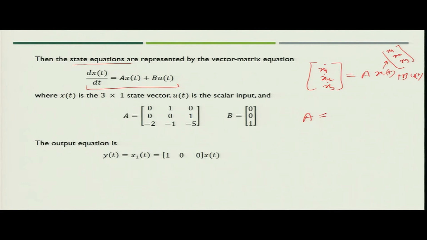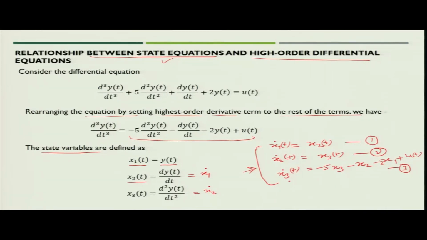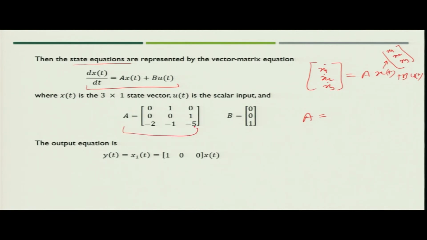Now, what is the value of A? If you see these three equations which you have derived, you can simply find the value of A. Here in x1 dot, the x1 component is 0, so you will get 0, x2 you have coefficient as 1, there is no x3 component, so you have again 0. For x2 dot, x1 and x2 are not there, so you have 0, x3 is present, so you have a coefficient as 1. Now, next is x3 dot. So, here the x1 coefficient is minus 2, x2 is minus 1 and x3 is minus 5. So, this is the value of A you get. So, you have got now the value of A, which is a 3 cross 3 matrix corresponding to x t, which is a 3 cross 1 vector.